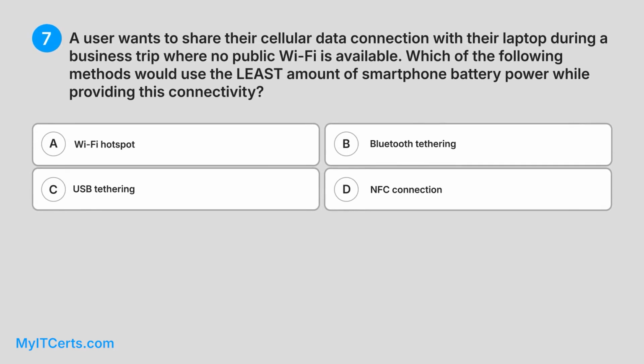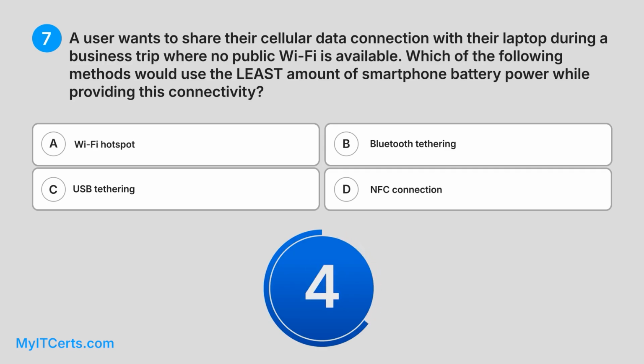7. A user wants to share their cellular data connection with their laptop during a business trip where no public Wi-Fi is available. Which of the following methods would use the least amount of smartphone battery power while providing this connectivity? A. Wi-Fi hotspot. B. Bluetooth tethering. C. USB tethering. D. NFC connection. Can you guess the answer?